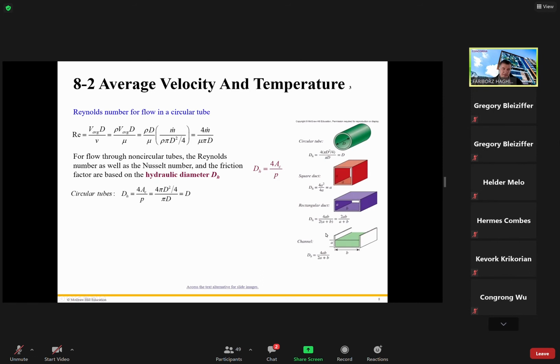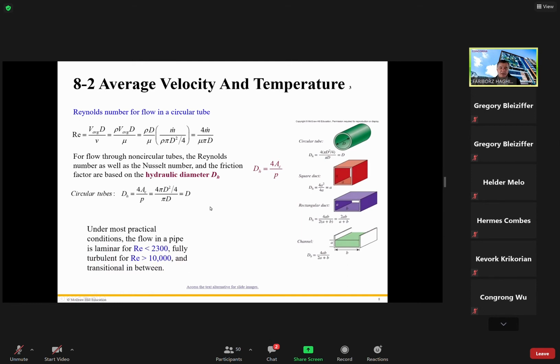Keep in mind, depending on the geometry, you have to use the appropriate characteristic length. That's very important to remember. We call it D_H in general terms, and D_H means this term right here.